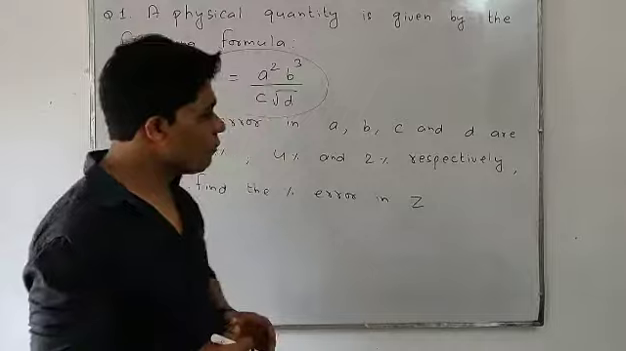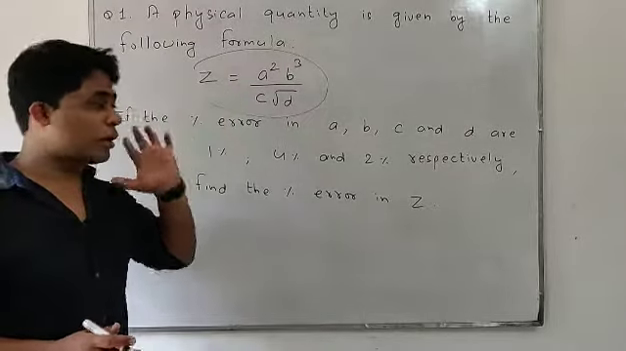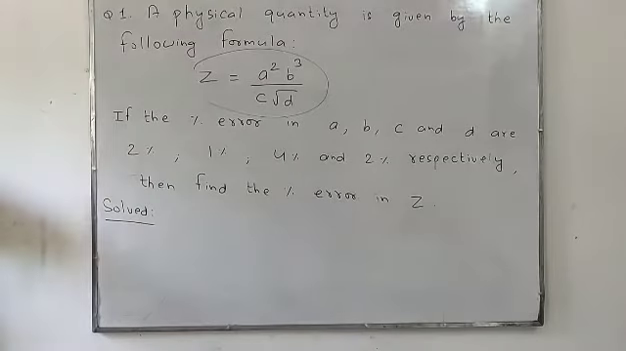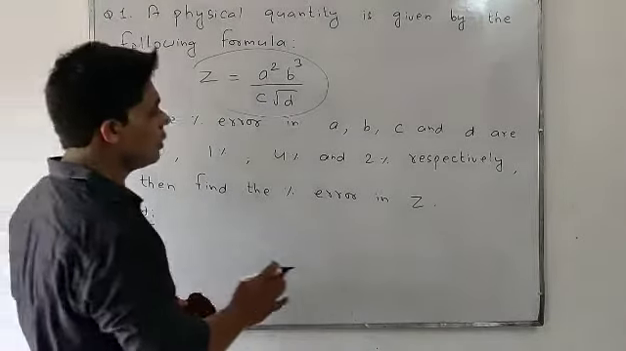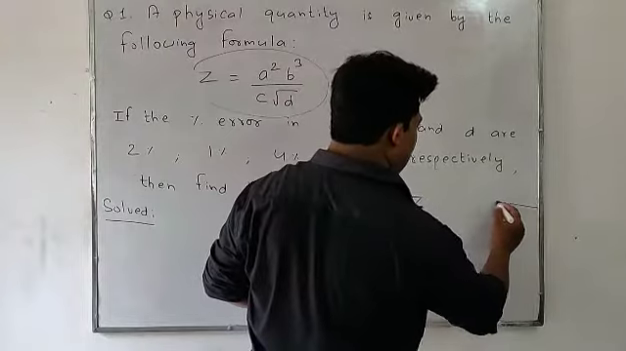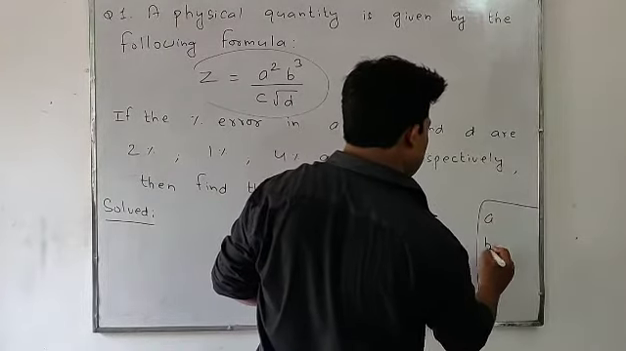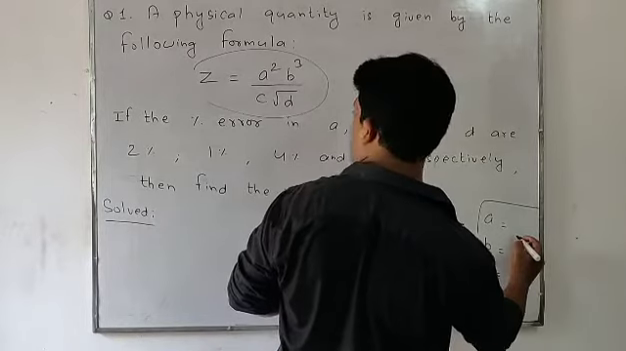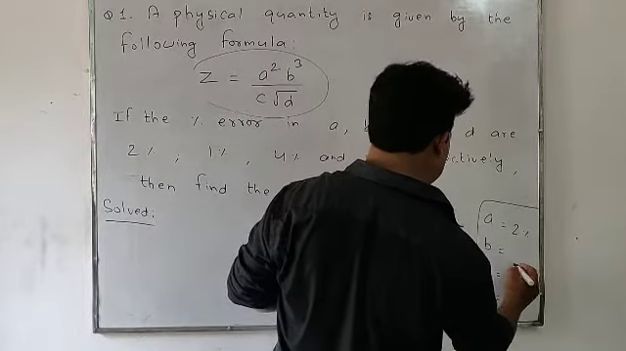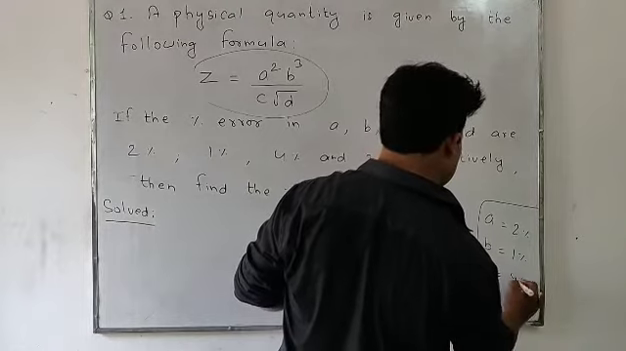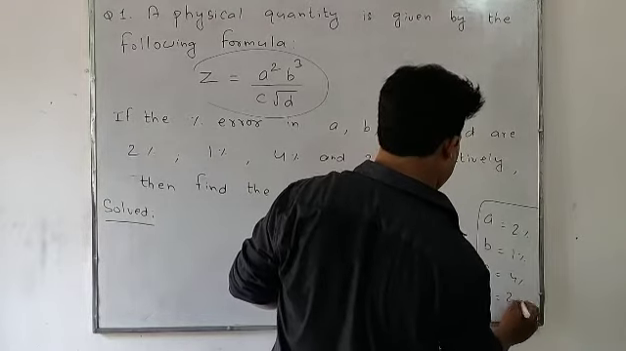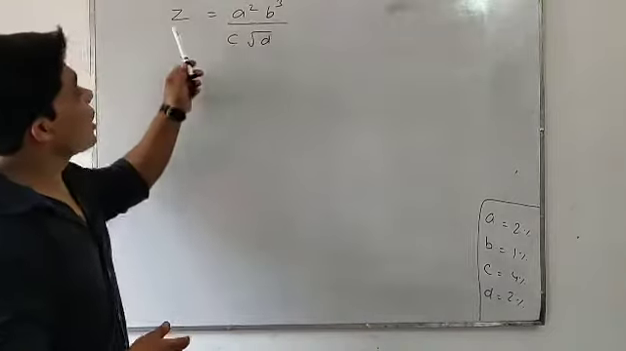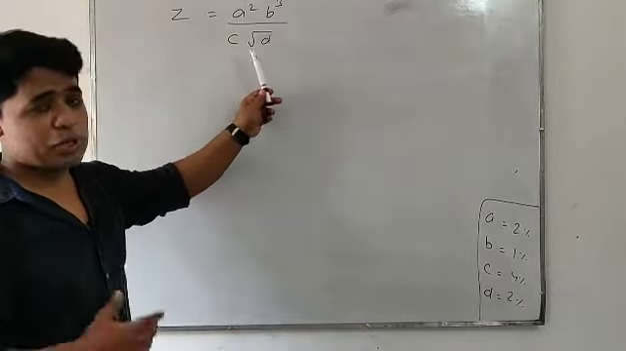So look students, we'll convert this form into absolute error. I'm going to write here roughly. You can take a screenshot of this question because I'm going to remove the question. Now students, roughly I'm going to write here A, B, C and D with their percentage errors: 2%, 1%, 4% and 2%. So look students, Z equals A squared B cubed C root D. That is the formula.